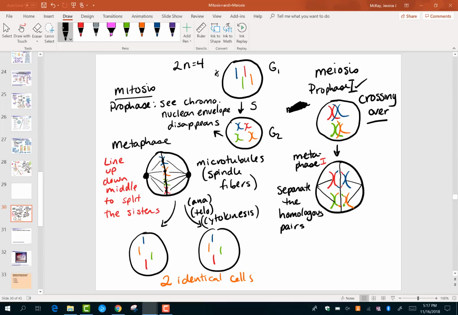Okay, so you could draw out anaphase where they're moving, and telophase where they're starting to reform the nucleus, and cytokinesis, but I'm just going to jump straight to the end result, and I'm going to line them up so that they are ready for metaphase 2. So once you get them lined up correctly in metaphase 1, all you're doing is splitting them down the middle, and then you're going to split them down the middle again. Okay, so metaphase 2, right? Now we're going to split the sisters.